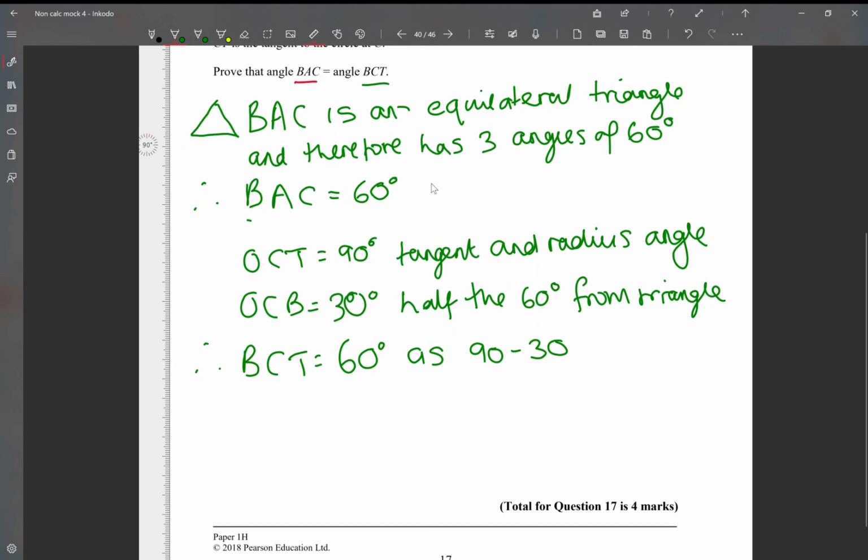So I've done that. So BAC equals 60. You can finish it off if you want to. Therefore, BAC equals BCT. And that's it.